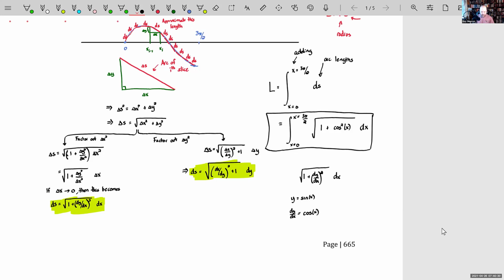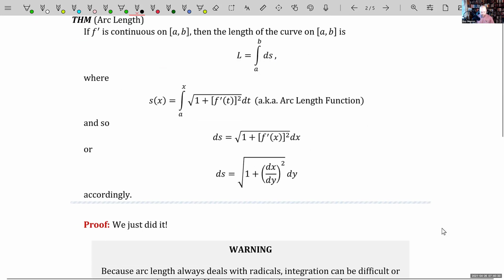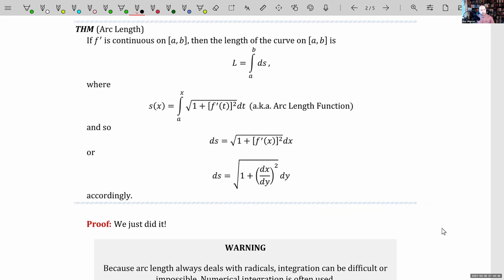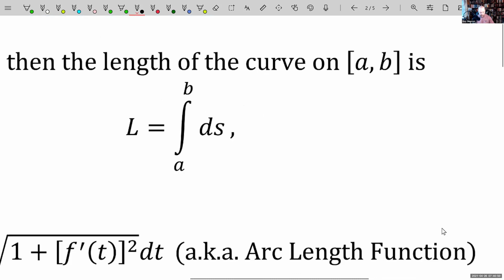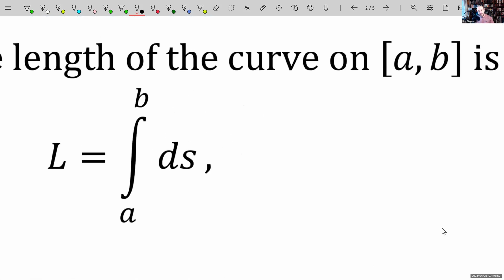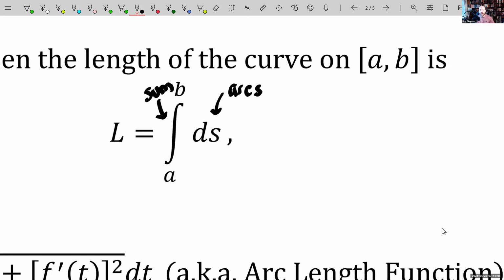So let's go ahead and just take a look. I actually have the full theorem there. Arc length: if f prime is continuous, well, that is a requirement that your derivative be continuous because you're integrating that derivative. So if your derivative is continuous on the closed interval a to b, then the length of the curve on a to b is the integral from a to b of ds. In other words, you're summing up all those little arc lengths from a to b.